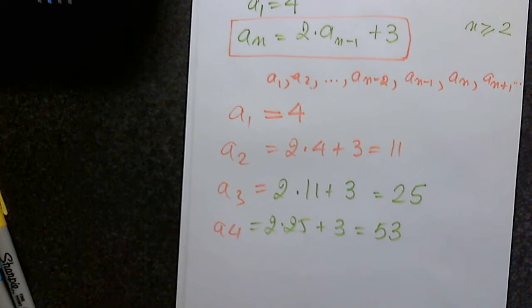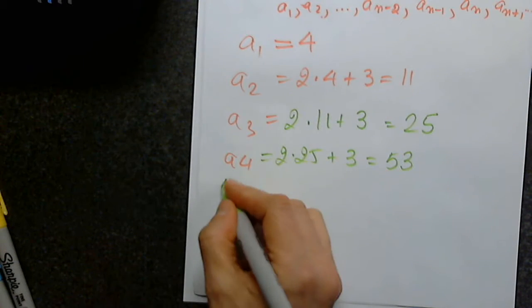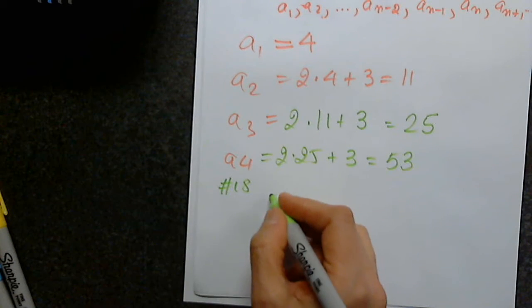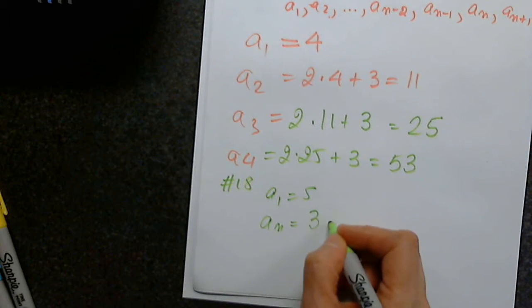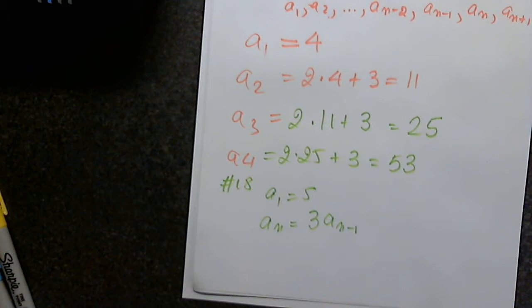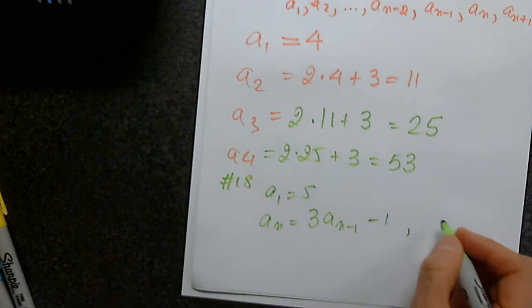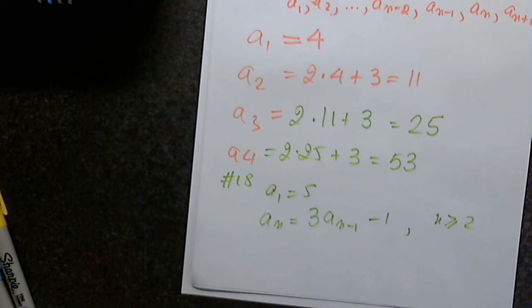Let's say 18. And we have A1 equals 5 and AN equals 3 AN minus 1 minus 1 for n greater than or equal to 2. In other words, I cannot plug in 1 in this relationship. That's all it says.